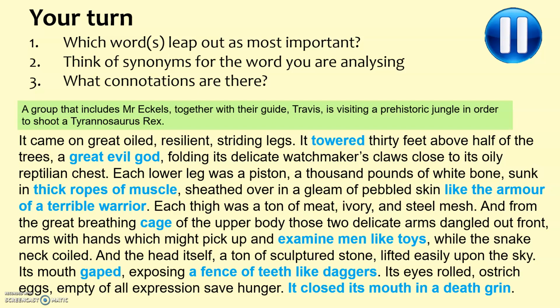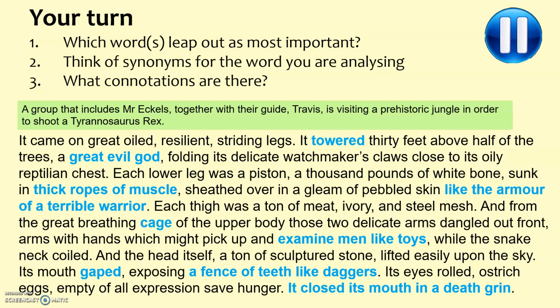The fence of teeth like daggers is really strong imagery there. Daggers are a word you associate with murder and blood and violence, making the dinosaur again sound really dangerous. And then also it closed its mouth in a death grin. So it's smiling, but the fact is it's called a death grin there. Again, really strong imagery, making that dinosaur sound really, really terrifying and also dangerous.